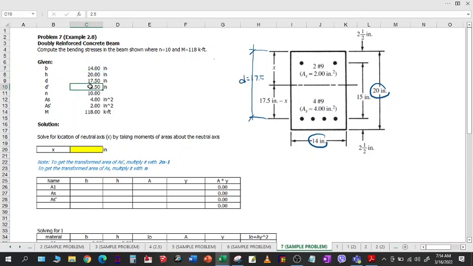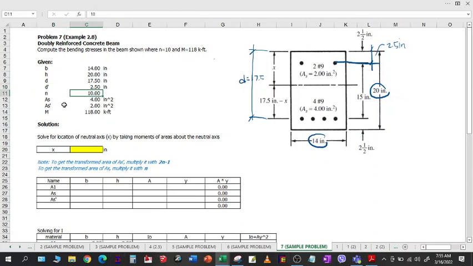Next is the location of your compression steel. Let's designate this one as d prime. So this is the location of it. It is also the distance from the outermost compression fiber to the centroid of the compression steel. So here, this is given to be 2.5 inches.